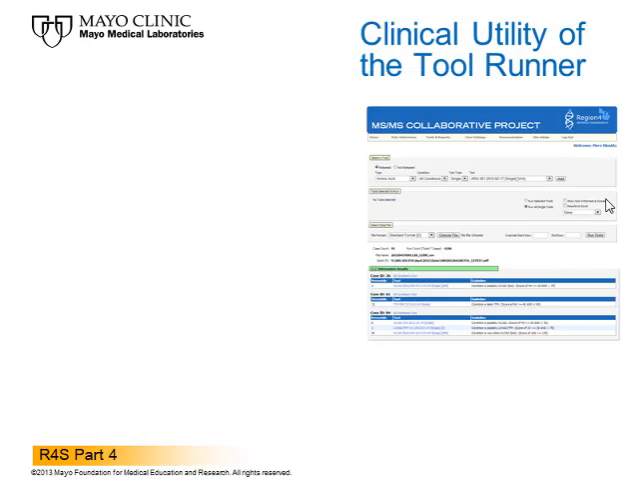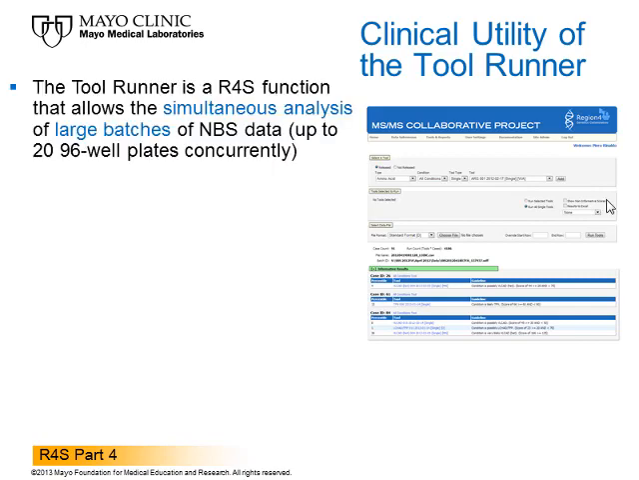To recapitulate the clinical utility of this functionality, the tool runner allows the simultaneous analysis of large batches of newborn screening data. While testing of one plate at a time is a logical approach in a routine situation, a CSV file where the data of 96-well plates were merged for testing purposes has been analyzed successfully. A database of approximately 60,000 cases has been processed after the selection of a single one-condition tool.